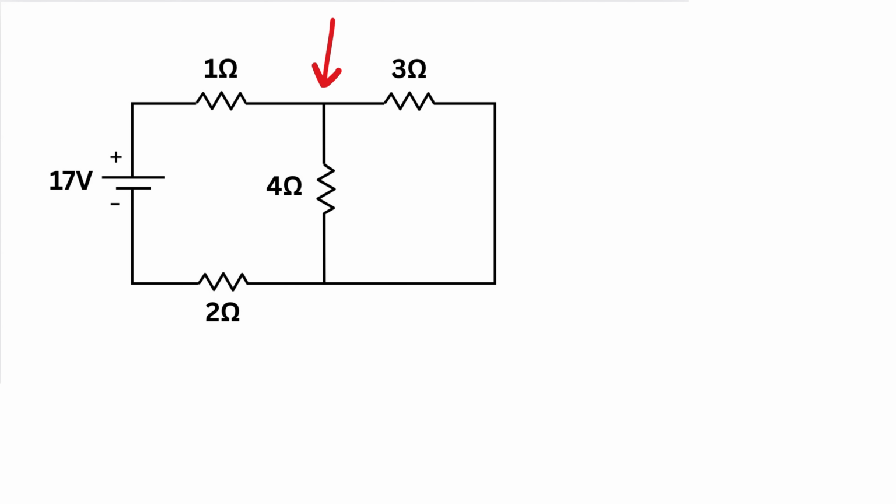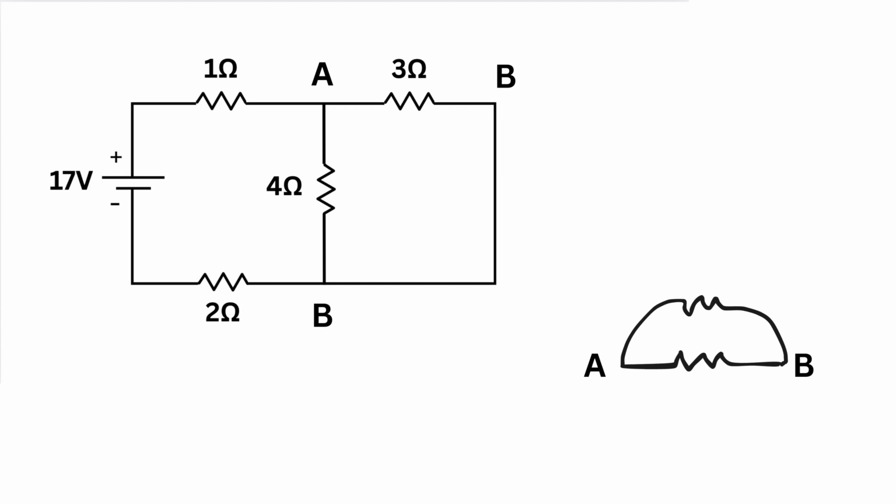If we label this point as A and this point as B, then this point is also equal to B because we do not have any electrical component here, and it is just a straight wire. Similarly, because of the short circuit here, this point is also the same as point B, right? This means if we put these 2 points A and B like this, we have 2 resistors between them, which are 4 ohm and 3 ohm resistors, and thus they are in parallel.